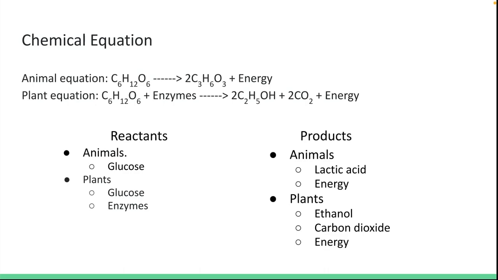Chemical equation. The animal chemical equation is glucose yields 2 lactic acid and energy. The plant equation is glucose and enzymes yield 2 ethanol and 2 carbon dioxide and energy. The reactants for the animals is glucose, for the plants is glucose and enzymes. The products for the animals, lactic acid and energy. For the plants, ethanol, carbon dioxide, and energy.